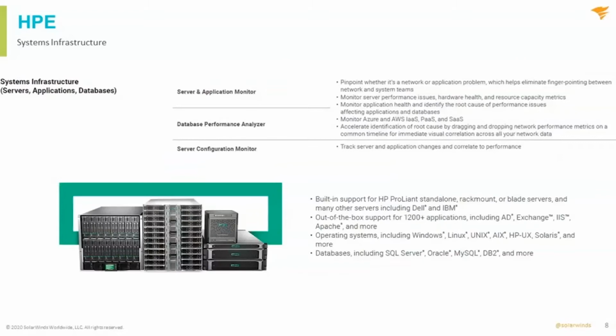Moving into the infrastructure side of things, obviously we get into things like the servers. So we have the Server and Application Monitor solution, Database Performance Analyzer, of course, so lots of databases are running on HPE servers and storage devices. And of course, Server Configuration Monitor, one of our newer products, which helps organizations to monitor any changes that are made to either server configurations or database configurations now as well, which has recently been added in. So we cover the HP ProLiant solutions.